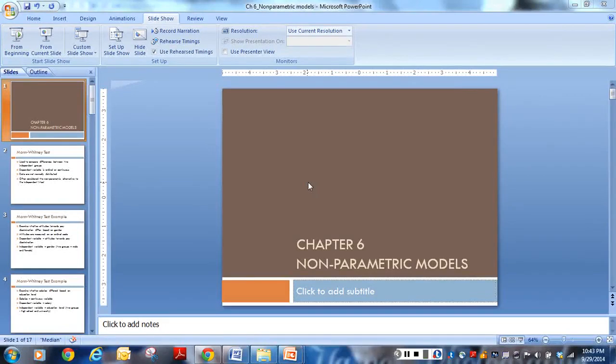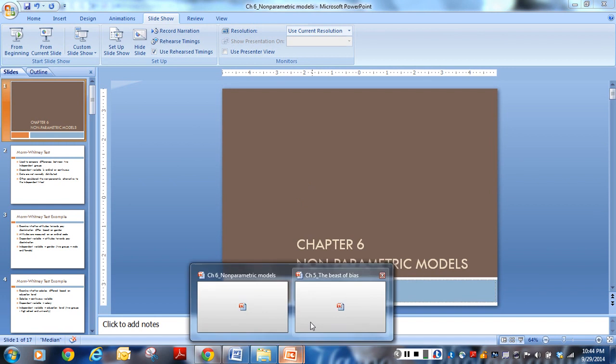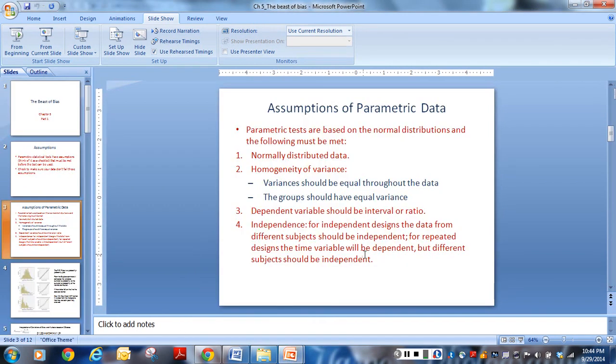So this week we are discussing Chapter 6, Non-parametric models. And from here on out, I want you to think about the material and the content that you've learned so far in Chapters 1 through 5, because we're going to build on that information, especially the information in Chapter 5. And so let's just revisit Chapter 5 for a moment, when we talked about the assumptions of parametric data.